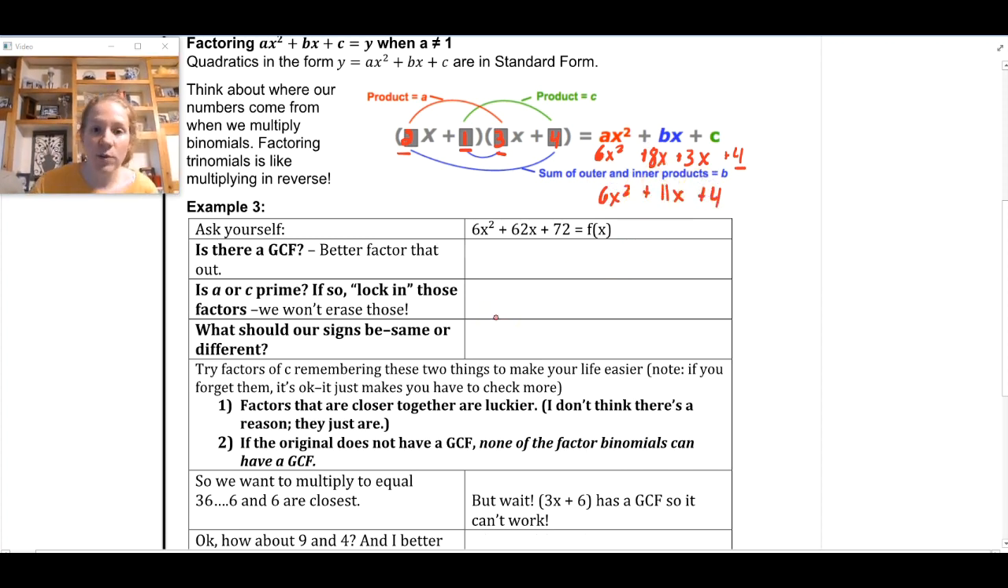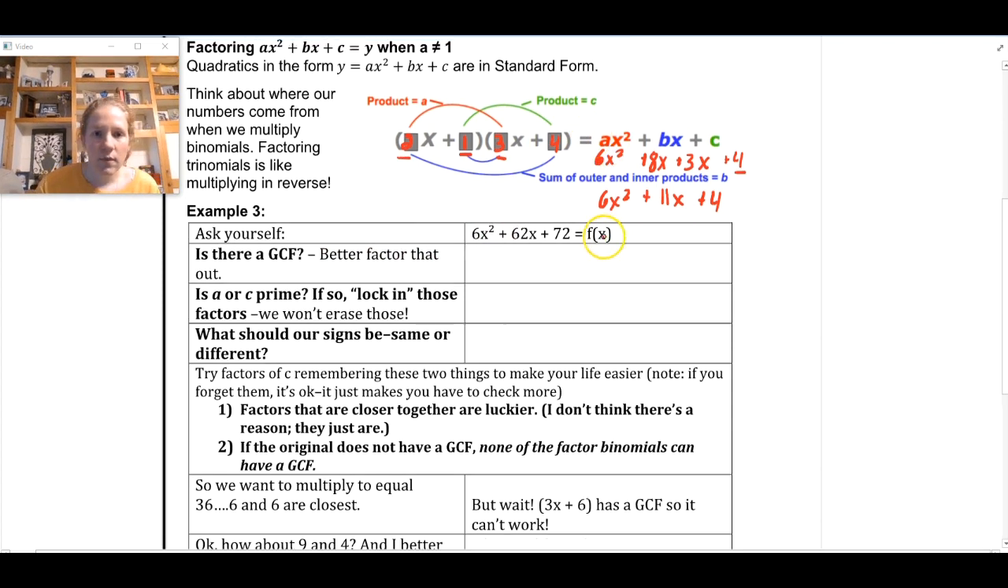So what we've got to do is figure out how to undo that, how to pull those apart into two binomials. So the first thing you're going to do is take this function and set it equal to 0. So instead of your f of x, you're just going to make that be a 0, because we're trying to figure out what are my x values when y is 0? What are those x-intercepts?